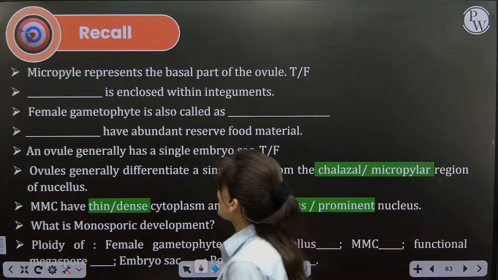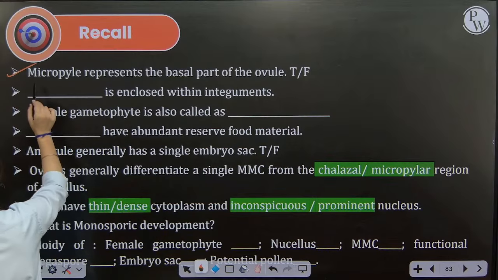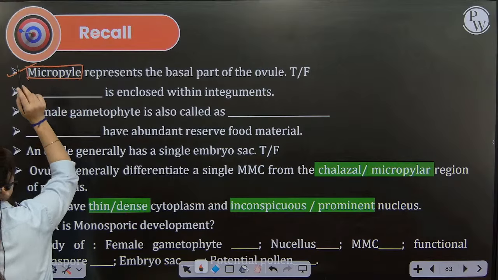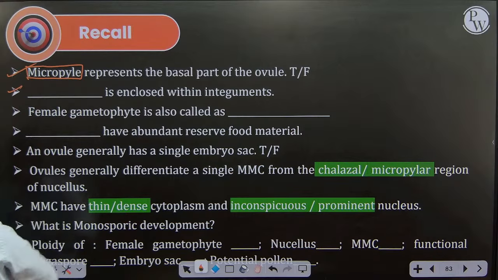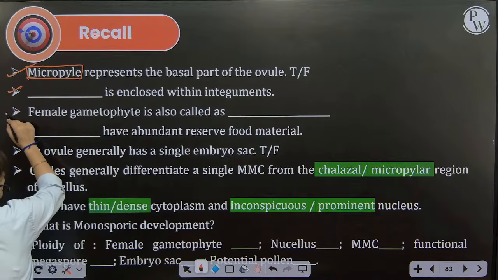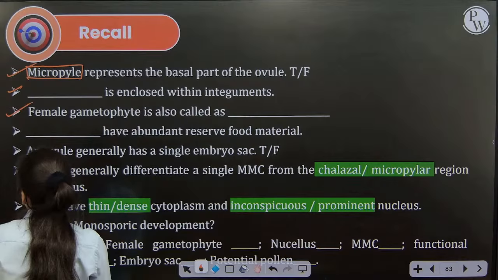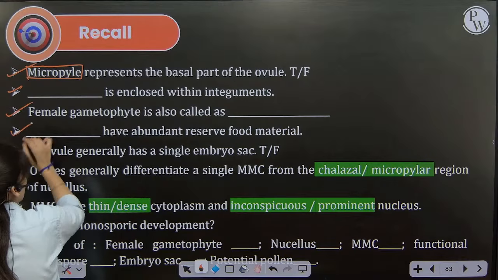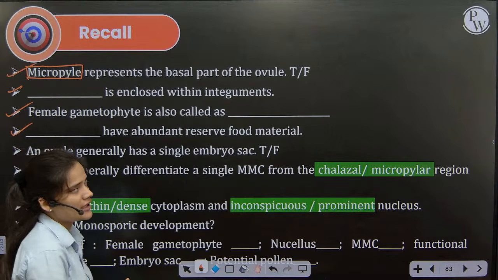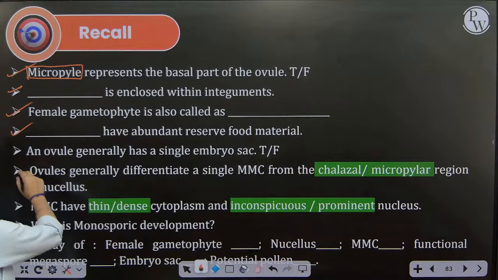So micropyle represents the basal part of ovule. Is this statement true or false? False. Chalaza is the basal part. Nucellus is enclosed within integument. Within integument, a nutritive tissue is present that is known as nucellus. Female gametophyte is also known as embryo sac. Nucellus has abundant reserve food material.